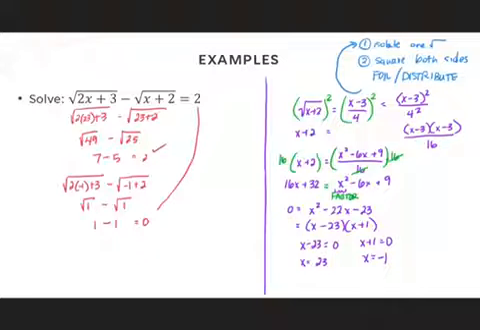Now I wanted it to equal 2. Since it doesn't, negative 1 is my extraneous solution, and 23 is my actual answer.